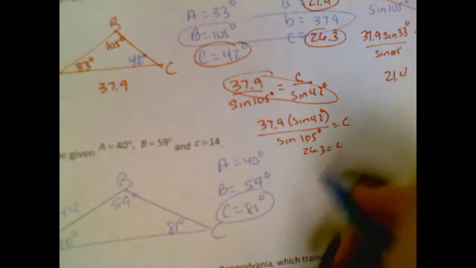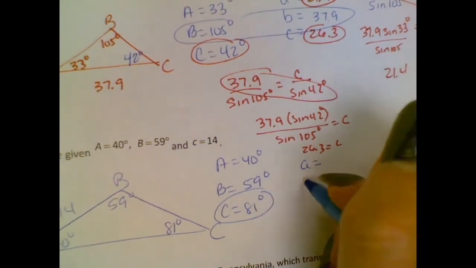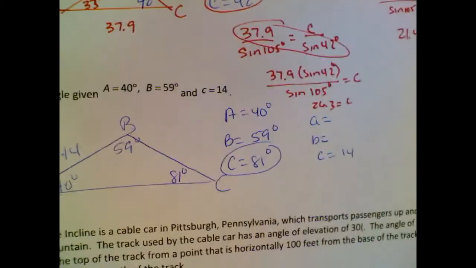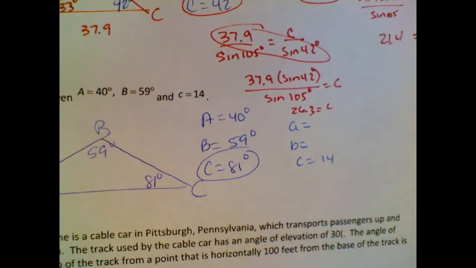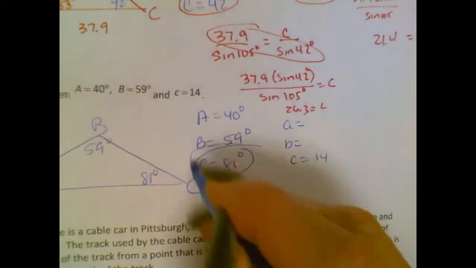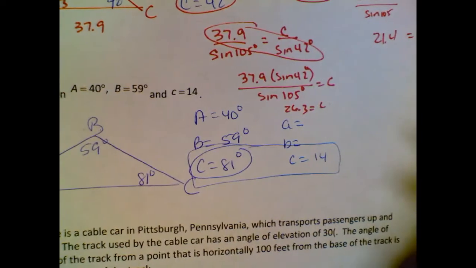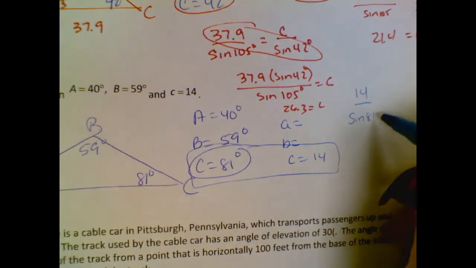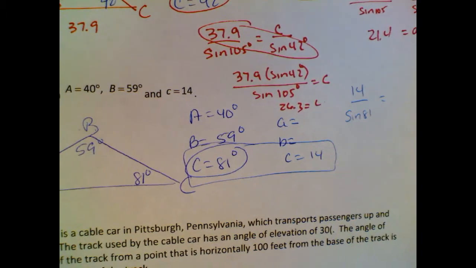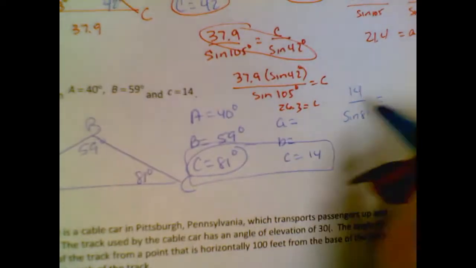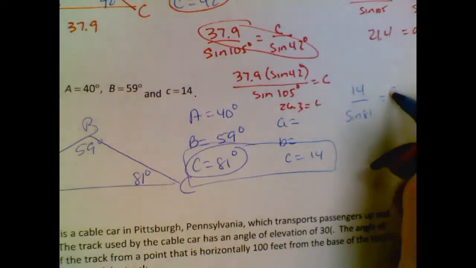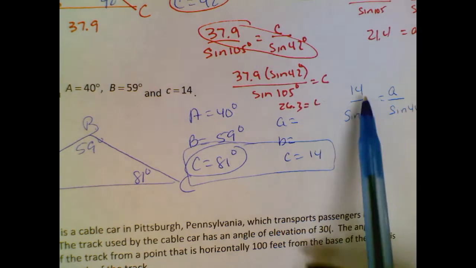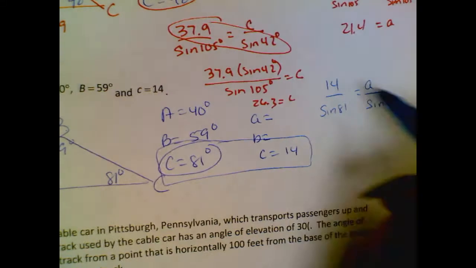Now what sides were given? Little a, we don't know. Little b, we don't know, but little c was 14. So which ratio are we going to use right off the bat? Hopefully you're saying ratio C because we know both the side and the angle. So you're going to go 14 over sine 81 is equal to, now pick A or B ratio. So I'm going to pick A. So little a over sine of 40 because that's angle A. So this is the C ratio and the A ratio.